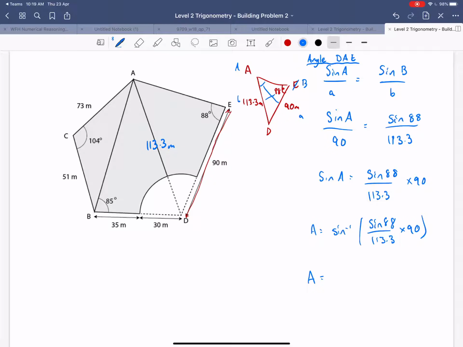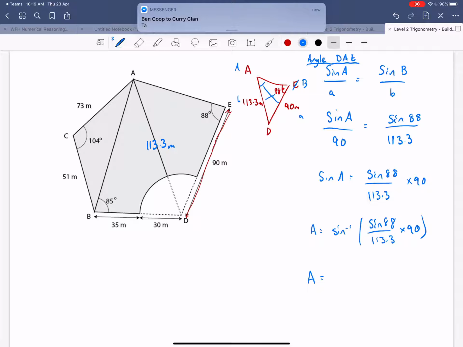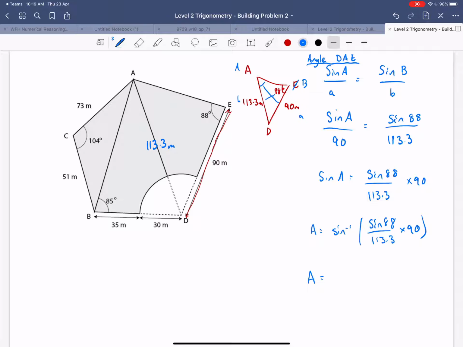Okay. Quickly on the calculator, so shift sin, sine 88 over 113.3 times by 90 is 52.5 degrees. Okay. So the angle there is 52.5 degrees.